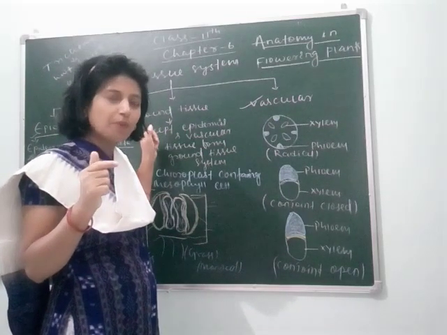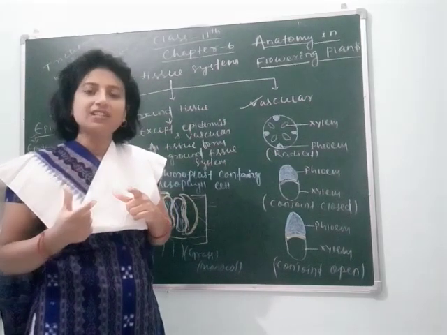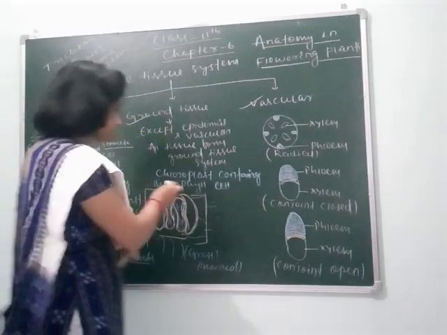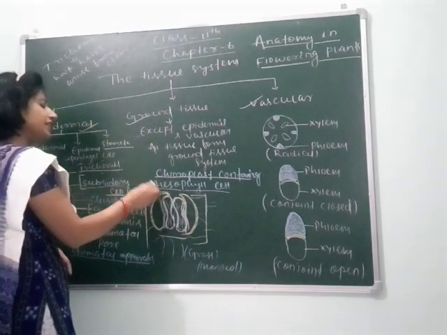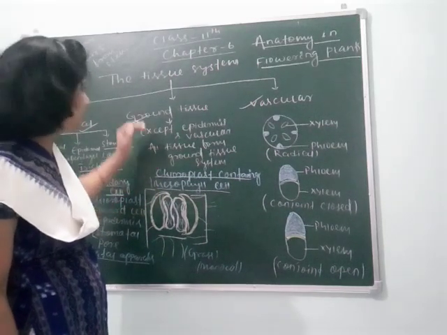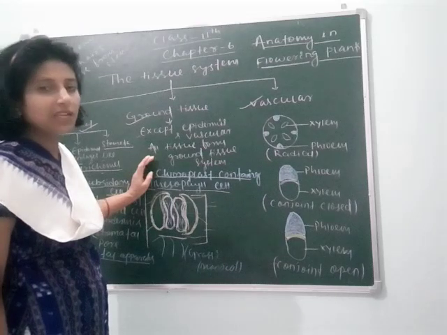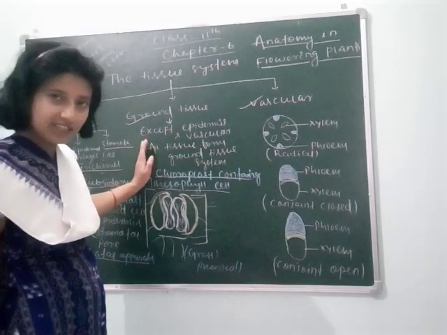Collenchyma contains chloroplast and sclerenchyma is made up of dead cells or dead fibers. Here is the point you have to remember, this may come in your NEET exams. Mesophyll cells containing chloroplast are in the ground tissue system. Mesophyll cells contain chloroplast. Okay students, clear this topic.